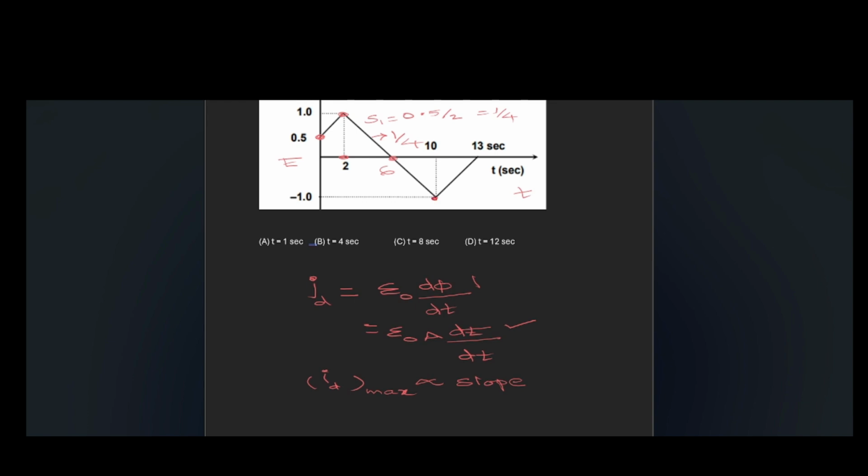And this part also. In this case also, what will you get? This is 10 minus 6, 4. And this value is 0 minus 1, minus 1. Again, this is also 1 by 4.